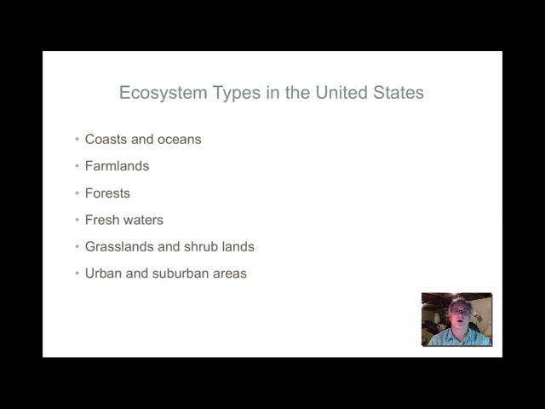And then, of course, with all the development we have in California and across the nation, we have urban as well as suburban areas. They also have some type of impact, and they would be considered an ecosystem type in the United States.